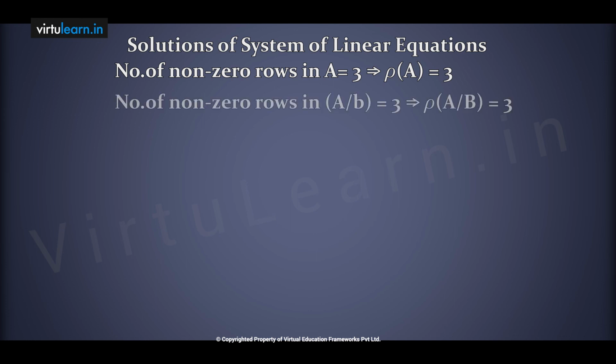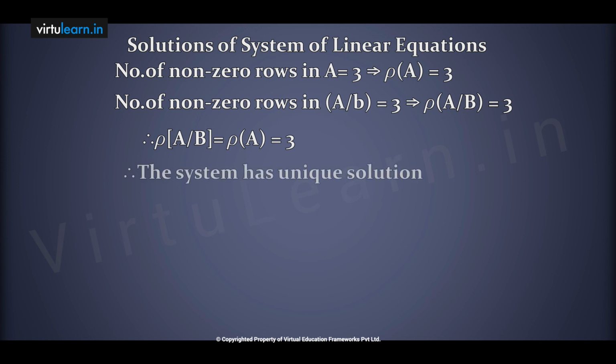The number of non-zero rows in A is 3. Rank of A equals rank of [A|B] equals 3. Because rank of A equals rank of [A|B] equals 3, the above system has a unique solution.